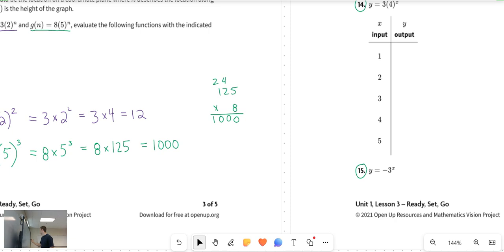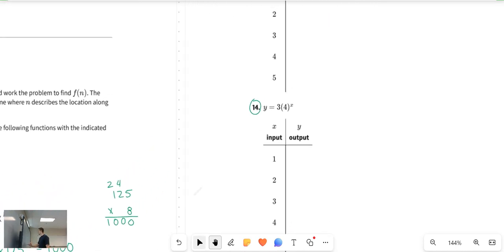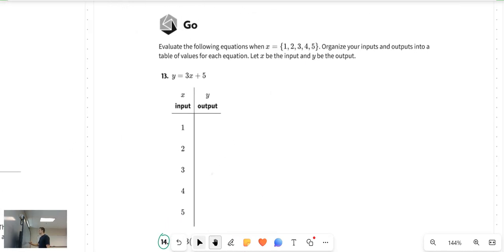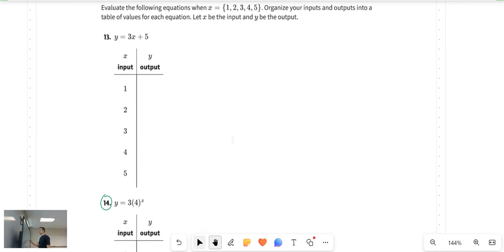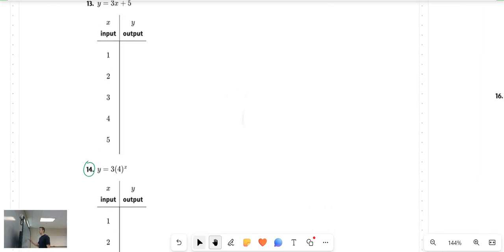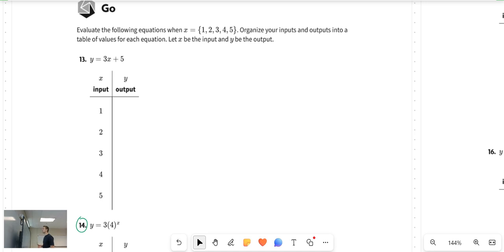And that is the bottom of the page. So we're moving on to the next page. All right, here we are. So let's read the instructions first. Evaluate the following equations when x equals 1, 2, 3, 4, and 5. Organize your inputs and outputs into a table of values for each equation. Let x be the input and y be the output.